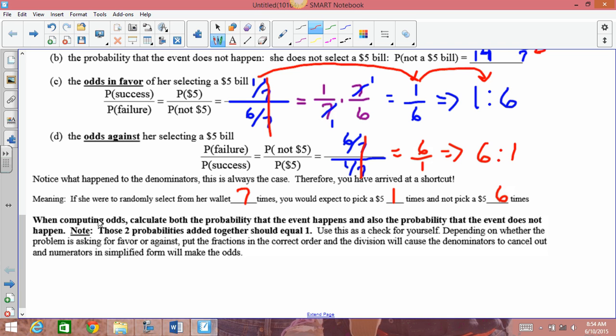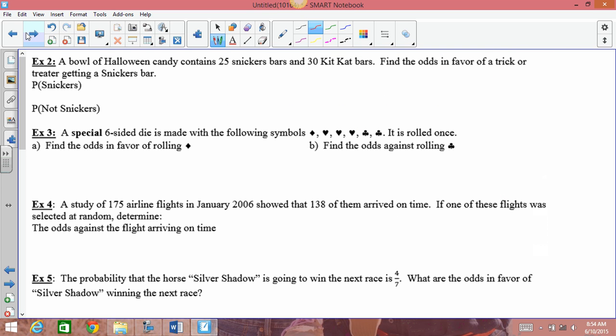I put a couple of notes down here. When you're doing the odds, I'm just reiterating because this is what I always see people forget to do. Always calculate the probability the event happens as well as the event not happening. Those two probabilities, reduce them if you have to, and they should always add up to 1. Okay? I'm going to flip it on over to the next page. I'm going to let you try example 2. I think that one's fairly straightforward.